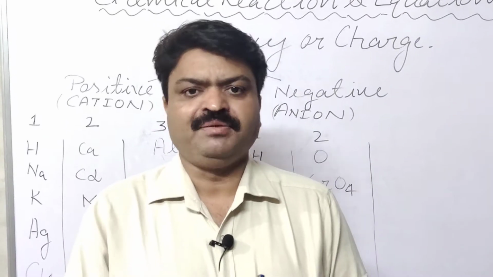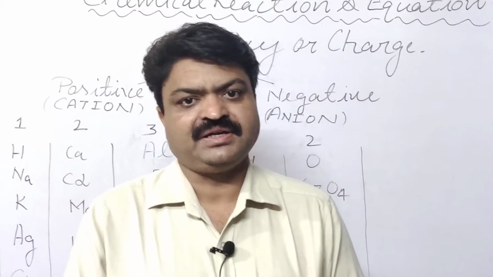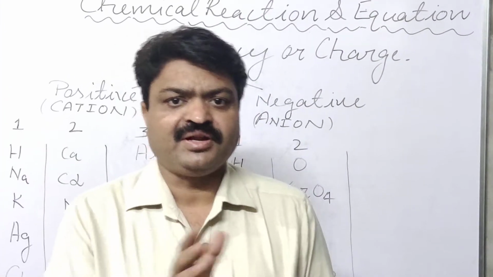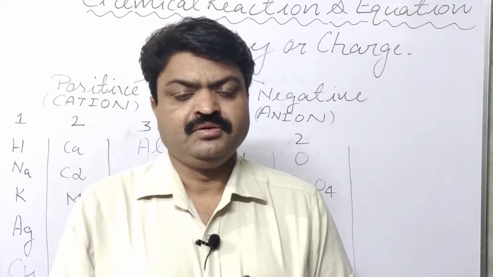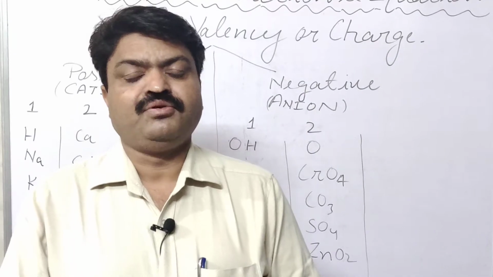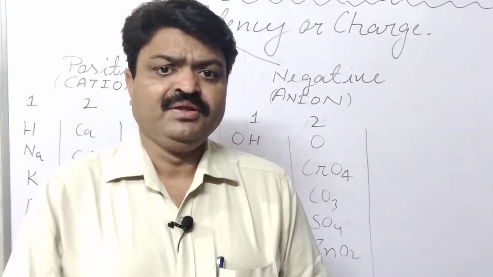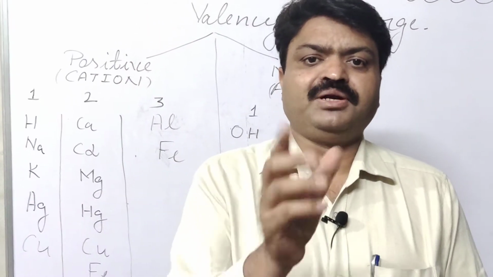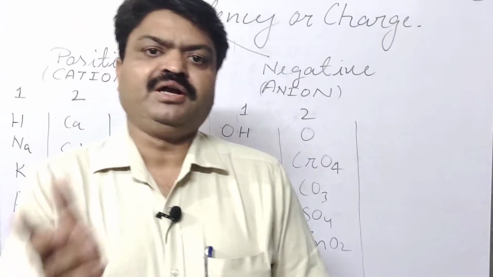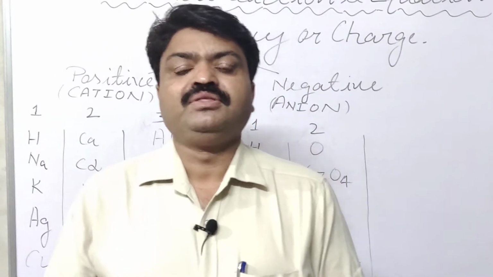We have discussed the chemical equation, meaning the short notation of a chemical reaction is known as a chemical equation. Today we will discuss how we can write the chemical equation. To write the chemical equation, student, you should know the chemical formula of the chemical substances. And you can write the chemical formula only if you know the valency of the particular chemical substances, the monoatomic ion valency and the polyatomic ion valency. If you know these, then you can easily write the formula.